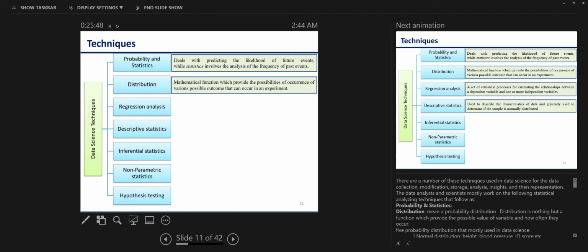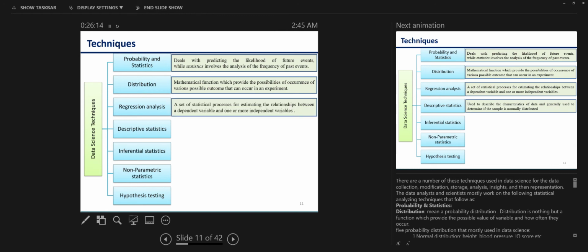So that is the various possible outcomes that can occur in the experiment, that can happen when we are analyzing and doing some analysis of the data. When we are doing the experiments on data, that can be used for these distribution techniques.